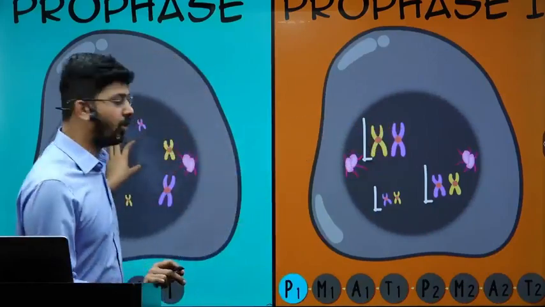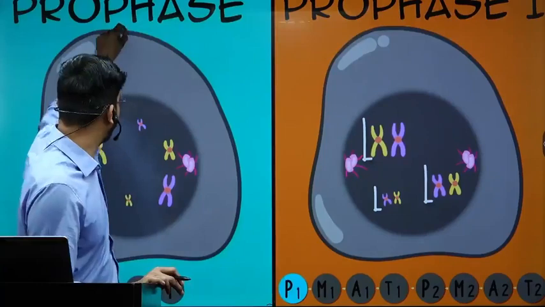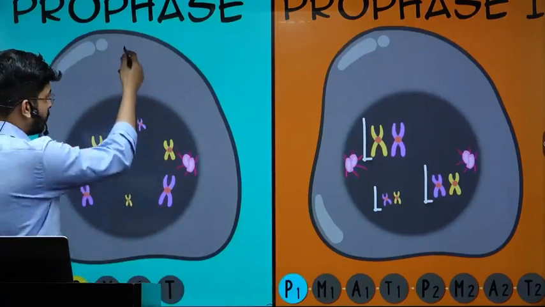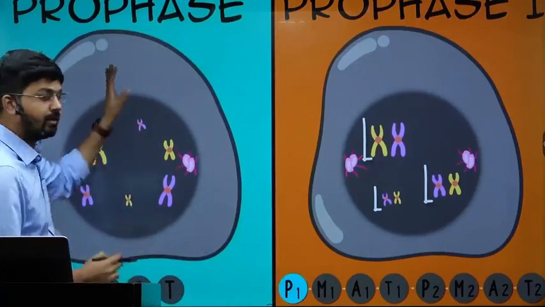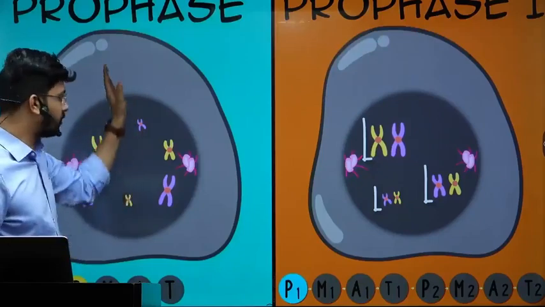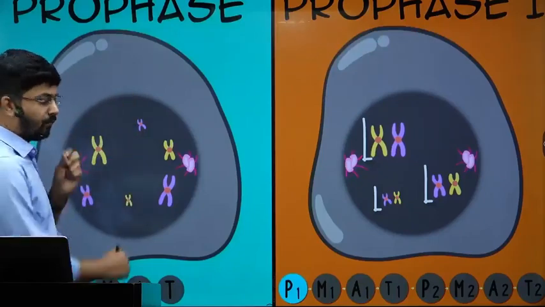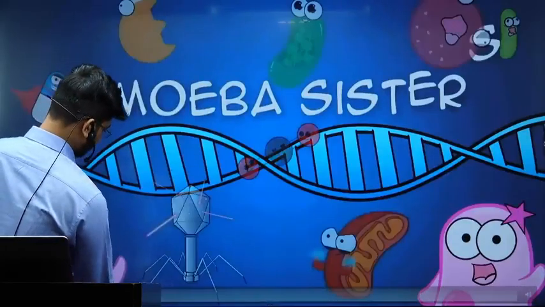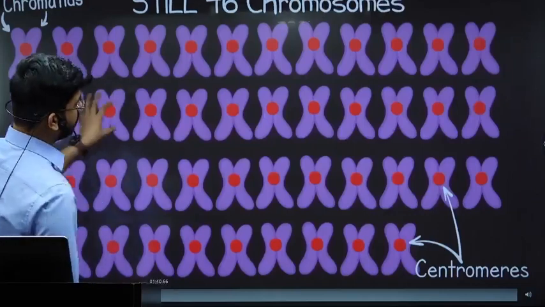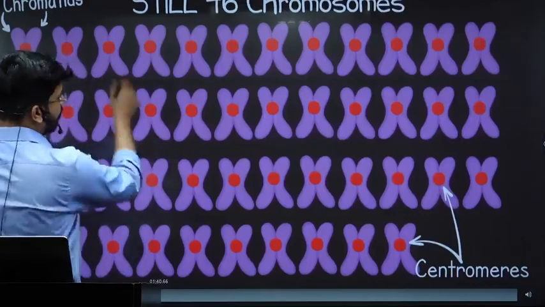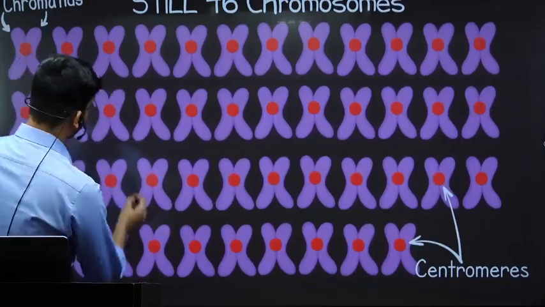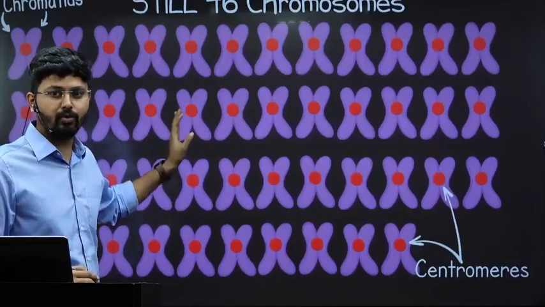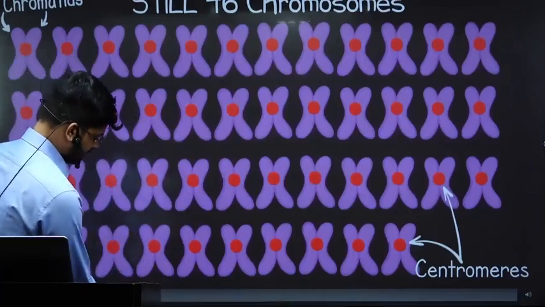See here, 46 will arrange line by line. Now you start from the beginning, 1 2 3 4 5 6 till 46 it goes. 46 chromosomes are arranged in a line over here in the metaphase. They'll come to the middle. So these are 46, 1 to 46, they'll arrange themselves. One is from mother, one is from father. From mother you'll take one, from father you'll take one, and these are arranged.